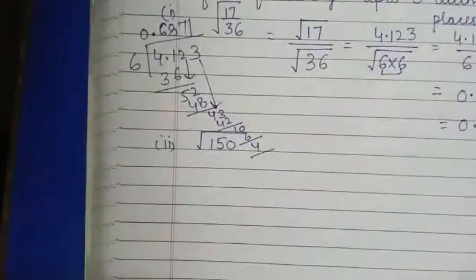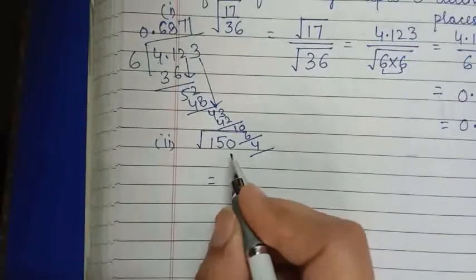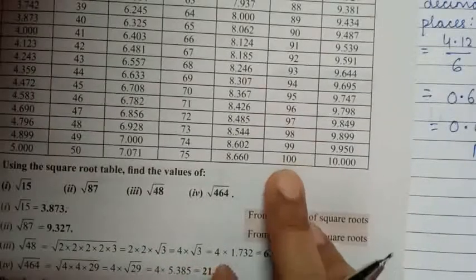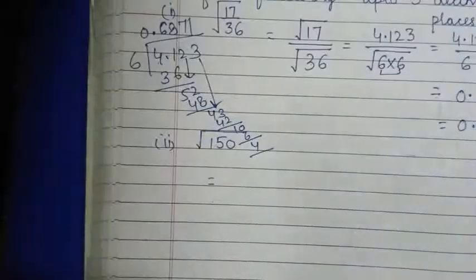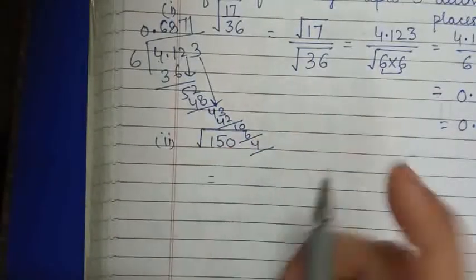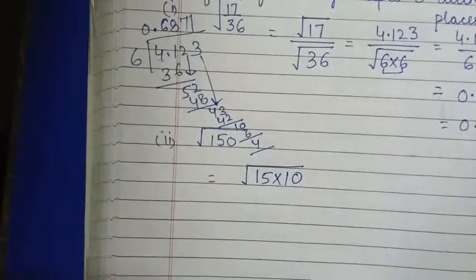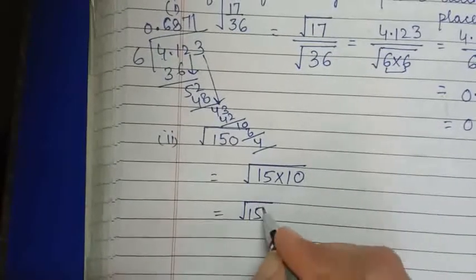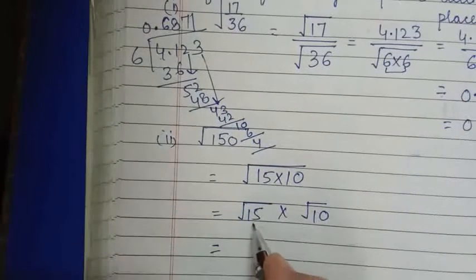Now similarly, I have to find the square root of 150. 150 is a number which is not in the table, and in the table we can find the square root up to 100 only. So how to find the square root of 150, which is greater than 100? I write it as 15 into 10. 15 into 10 will be 150. I separate it as square root of 15 into square root of 10.